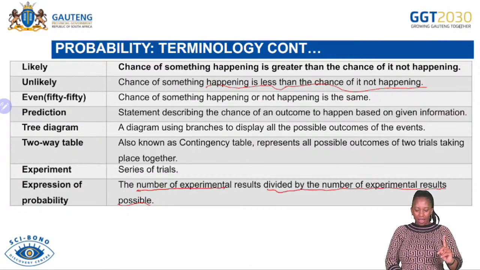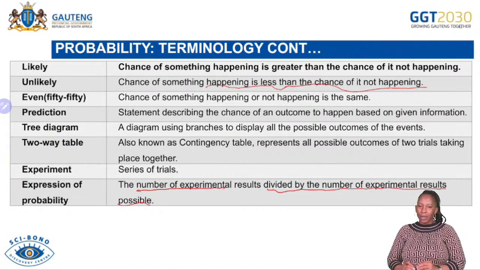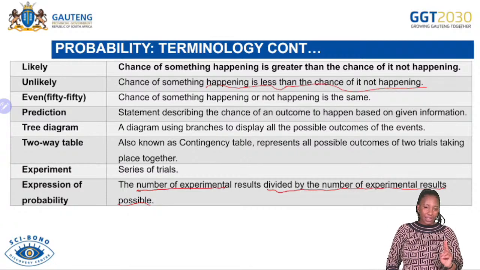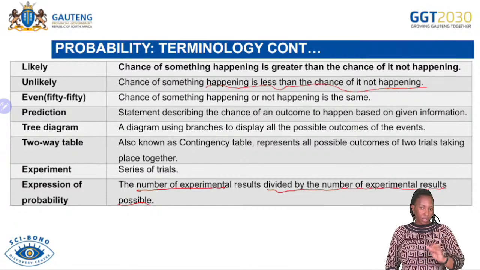So we say it's the number of experimental results divided by the number of experimental results possible. There are 2 possible answers: it's head or tail. But I can only get 1. I won't get both. If I toss a coin, I know the results I'm expecting can be head or tail, but I won't get them at the same time. So there are 2 possible outcomes. It's 2, but we know that the result will be 1 because I am tossing a coin.